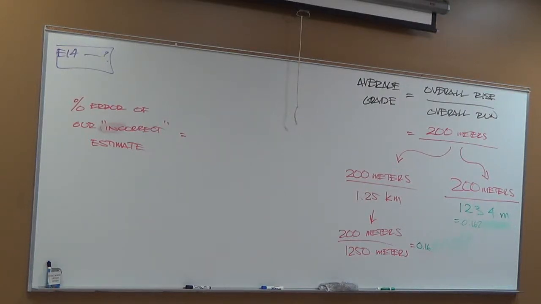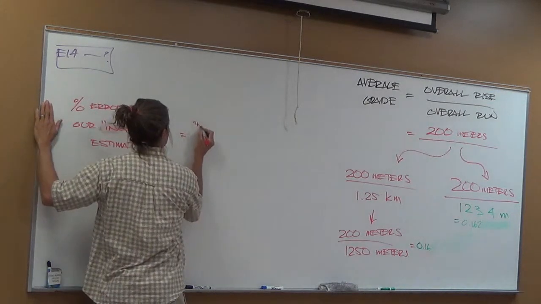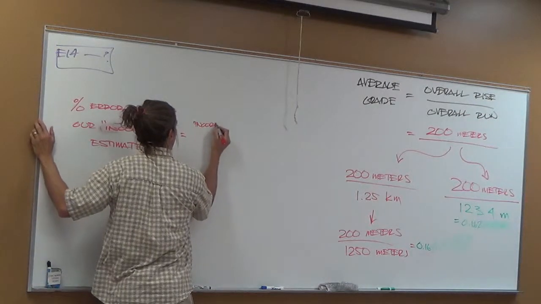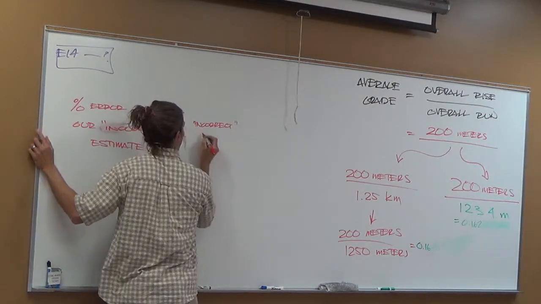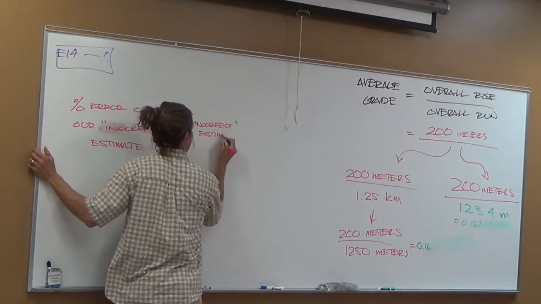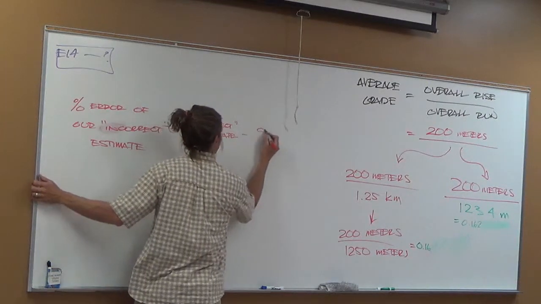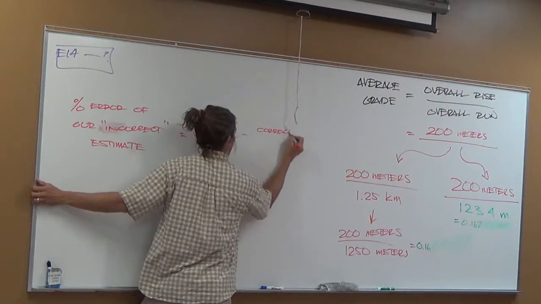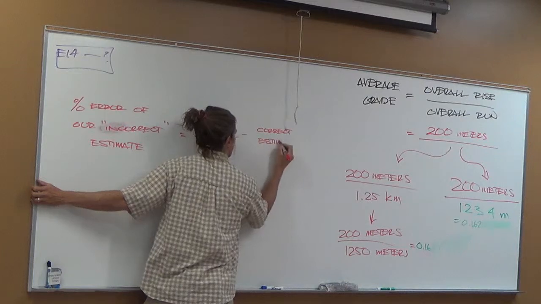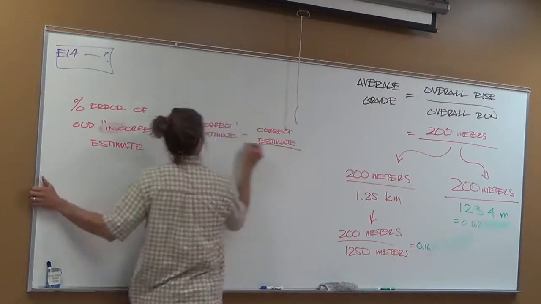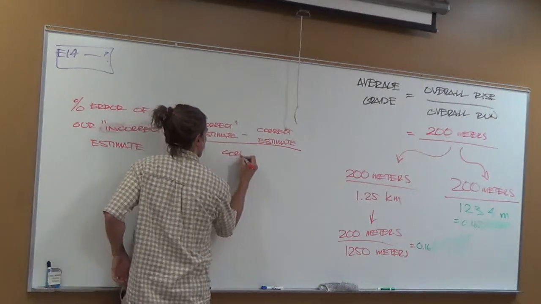And that's the beauty of it. We can measure how far off we are. So we're going to use it. I just want to let you know, you guys, it's there waiting for you if you need it. So, we're going to go with the incorrect estimate, minus the correct one, all over the correct one.